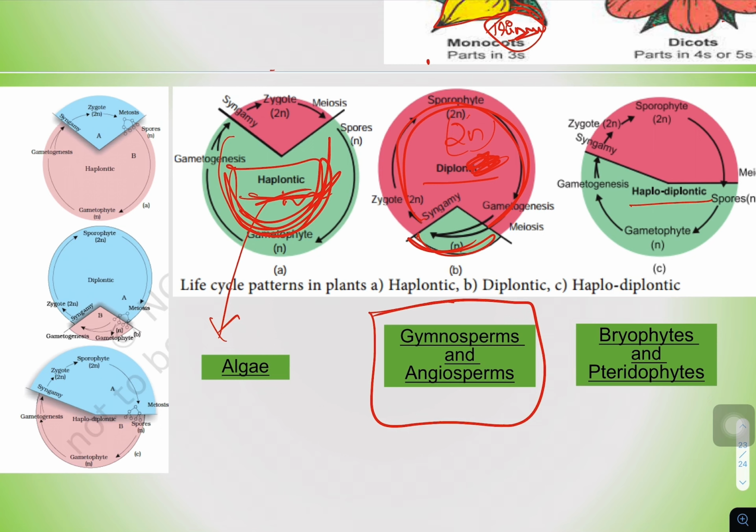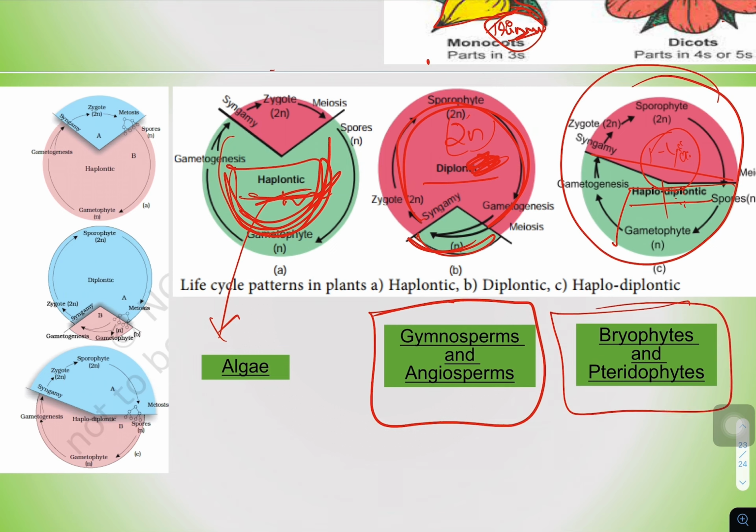And last one is the haplodiplontic life cycle. Haplodiplontic life cycle is a type of life cycle where both the phases are equally dominant over one another. Say for example 1 year is the life cycle of this plant, it takes 6 months for gametophyte development, it takes 6 months for sporophyte development. Hence here both the phases are equally dominant over one another, hence it is called haplodiplontic life cycle. Example is bryophytes and pteridophytes. They have haplodiplontic life cycle.